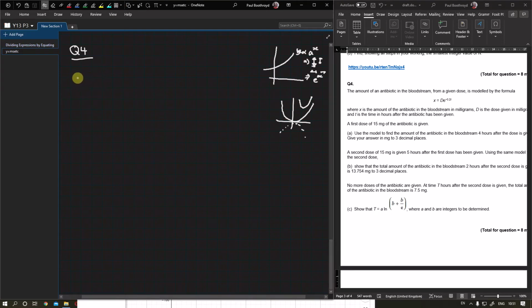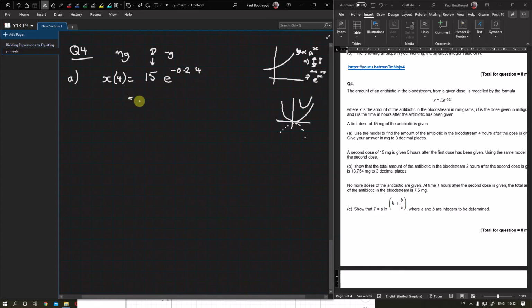X is the amount of antibiotics in the bloodstream, D is the amount given at the start of the time, and t is the time after the last dose was given. So we're going to give 15 milligrams. Use the model to find the amount of antibiotic in the bloodstream 4 hours after the dose was given. This one is basically a straight substitution. So x at 4 hours is the dose given, 15 milligrams, so the answer is in milligrams, times e to the minus 0.2 times 4.